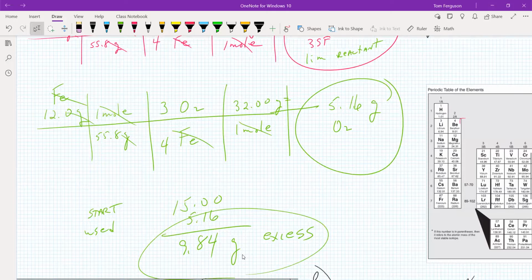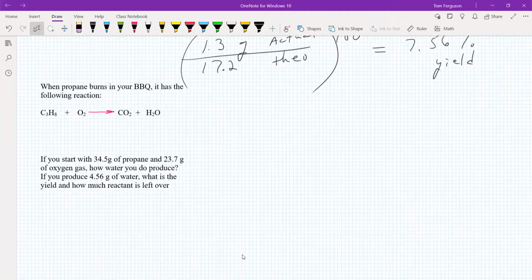Thank you. Okay, so let's do another one. All right, so when propane burns in your barbecue, this is the reaction. Propane is a 3-carbon hydrocarbon, and this is what it looks like. C3H8 burning in your barbecue, so it requires oxygen gas, and it produces carbon dioxide and water. Now this is assuming your jets are properly adjusted.